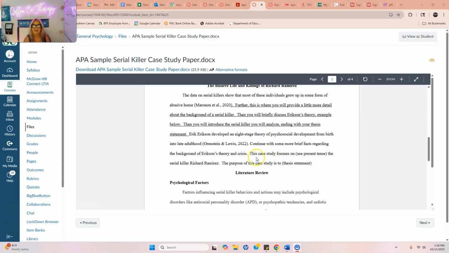And then finally it says this case study focuses on, and then I put use present tense because in APA you are writing the paper. So we're using present tense. It's not focused on because you're writing it, right? When you get down the road to a dissertation, you would do a whole dissertation in present tense, and then once your chair approves everything, you would go back and change it to past tense. You're not for this paper, but if you decide to get a master's or doctorate, that's what would happen.